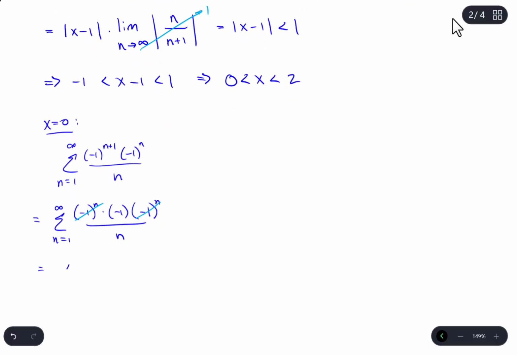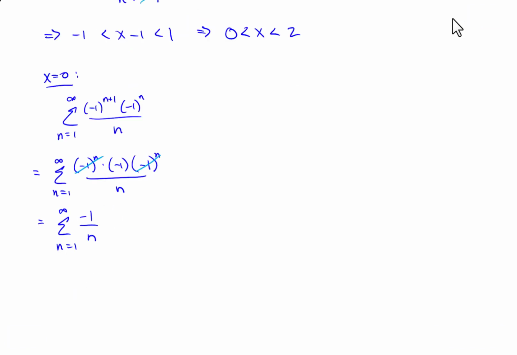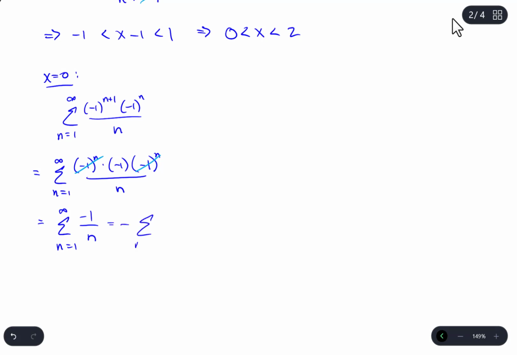So then we have the sum from n equals 1 to infinity of negative 1 over n. Since we got negative 1 over n, it kind of looks like the alternating harmonic series, but it's not, because that would have to be negative 1 to the n over n. So it's not actually an alternating series. You can really just pull out that negative, and so this is the negative of the harmonic series. And the harmonic series diverges, so that means this series would also diverge.